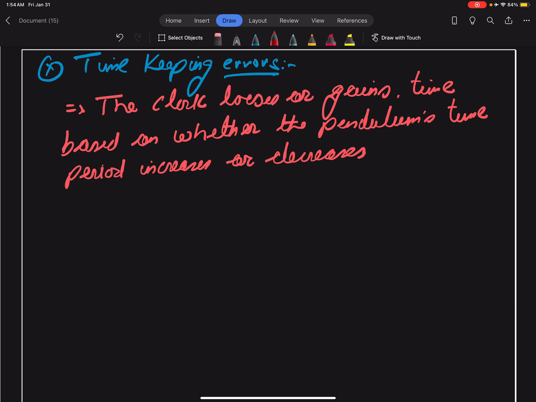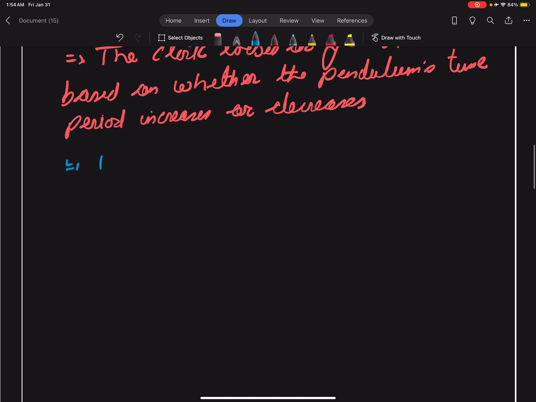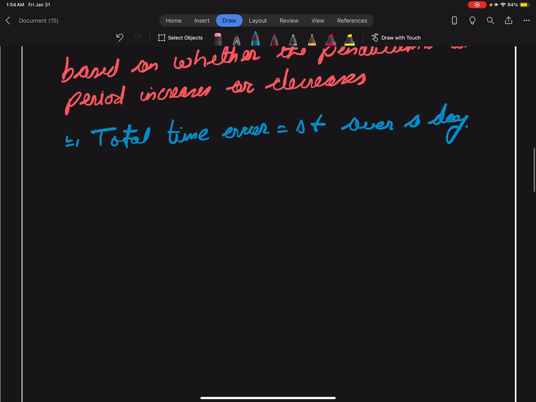And the total time error, let us suppose it is delta t, over an entire day can be written as: delta t will be equal to the fractional change in time period, multiplied by the total seconds inside the day, because the error that is being given is in seconds. So we can say this is equal to 86400.